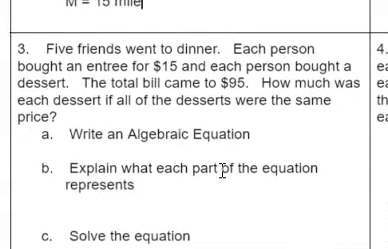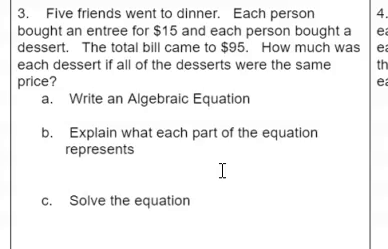All right, next, friends. Next problem. 5 friends went to dinner. Each person bought an entree for $15, and each person bought a dessert. The total bill came to $95. How much was each dessert if all of the desserts were the same price?